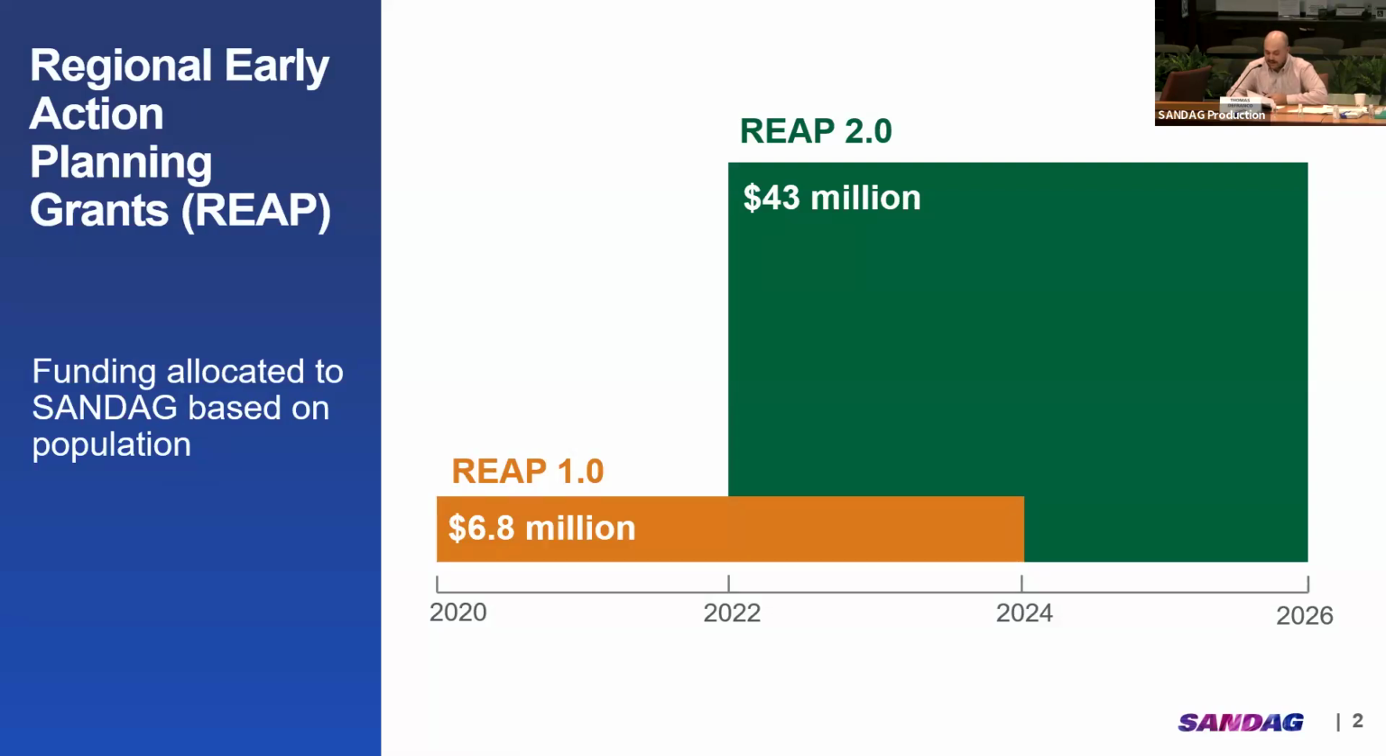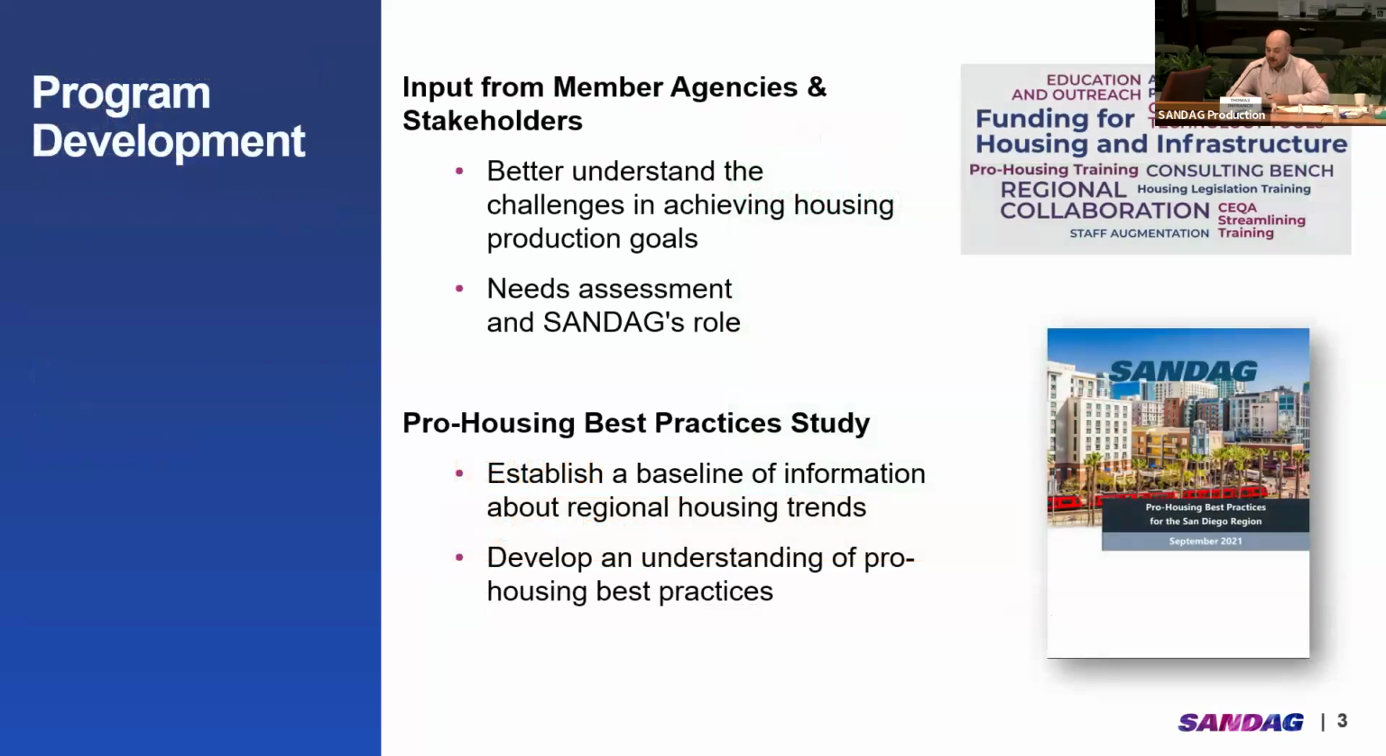In 2019, the California State Legislature passed AB 101. This bill provided one-time grant funding through HCD to MPOs like SANDAG to support local jurisdictions' efforts in implementing their housing elements. SANDAG was able to secure $6.8 million in formula funding under REAP 1.0, which facilitated the development and implementation of our REAP 1.0 objectives. So today I'm going to be focusing on what we accomplished with REAP 1.0.